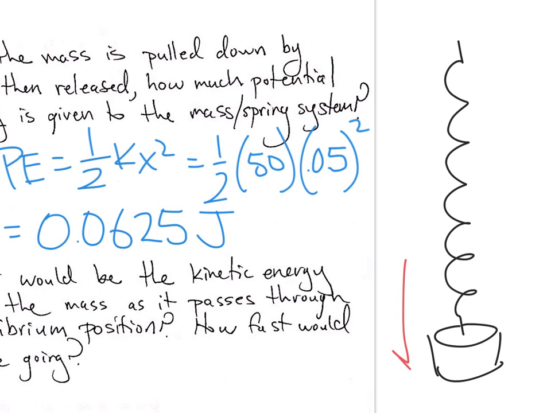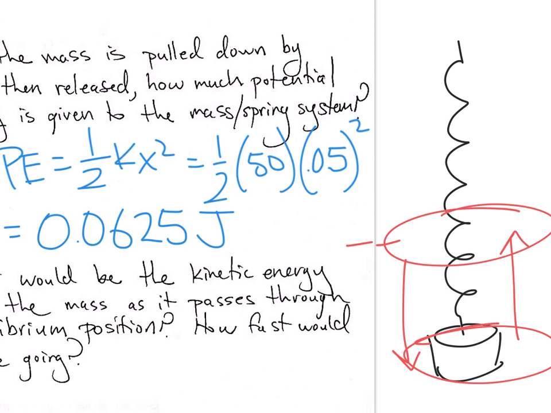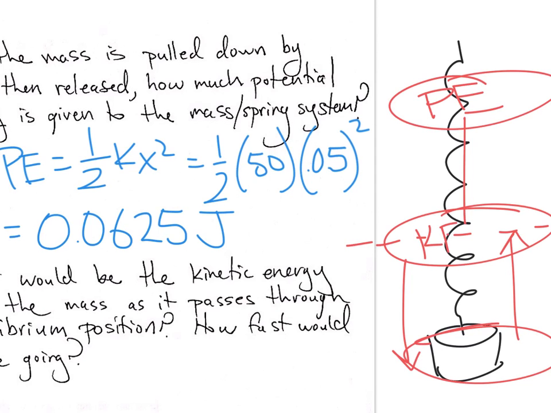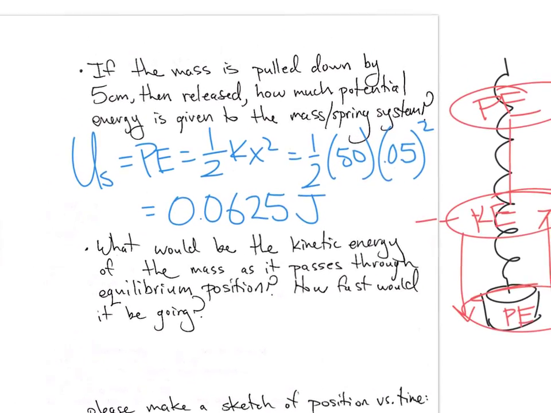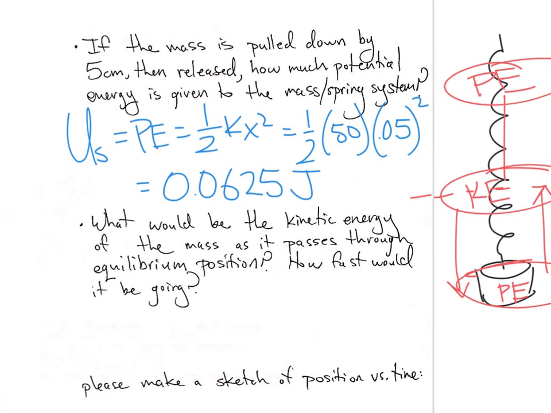We stretch it down, we release it, and then it's going to move back up. So the potential energy down here turns into the kinetic energy at equilibrium, and then would turn back into potential up here. What would be the kinetic energy of the mass as it passes through the equilibrium position?